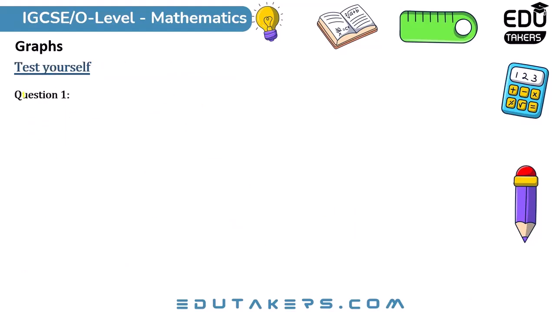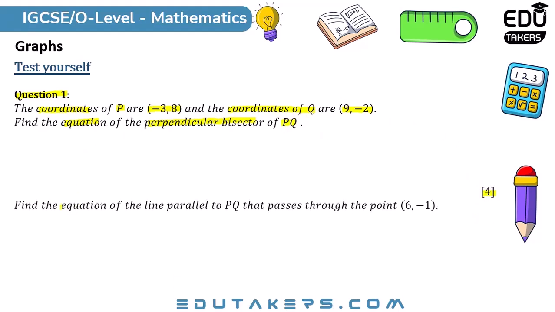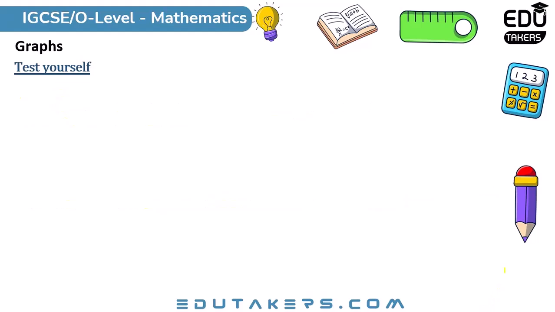Test yourself. Question number 1: the coordinates of P are (negative 3, 8) and the coordinates of Q are (9, negative 2). Find the equation of the perpendicular bisector of PQ. It's a 4-mark question. Find the equation of the line parallel to PQ that passes through the point (6, negative 1). It's a 3-mark question.